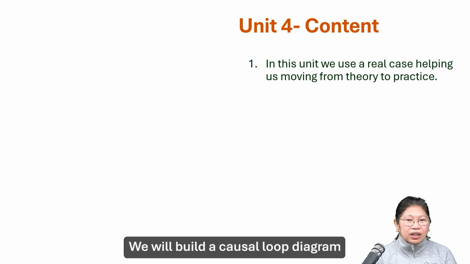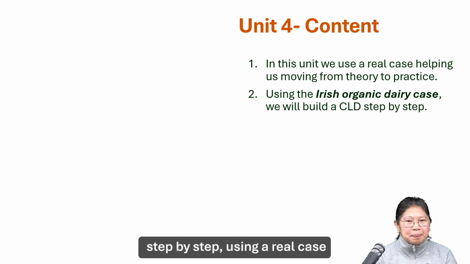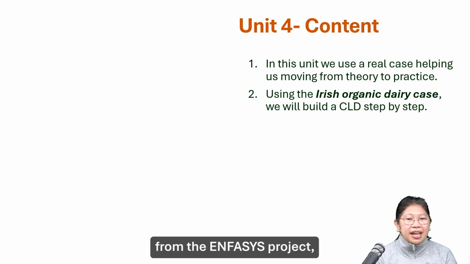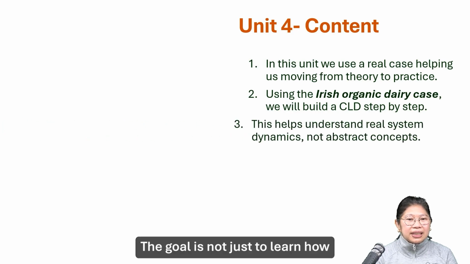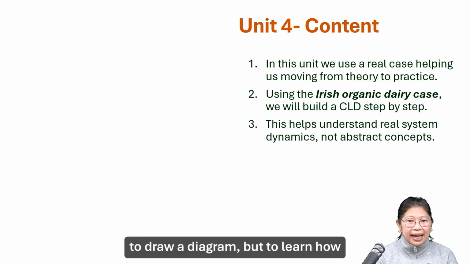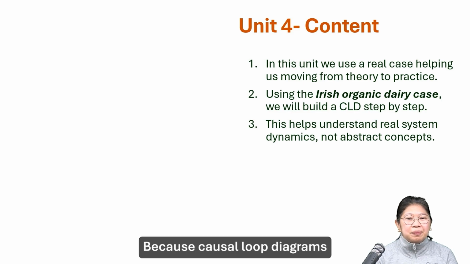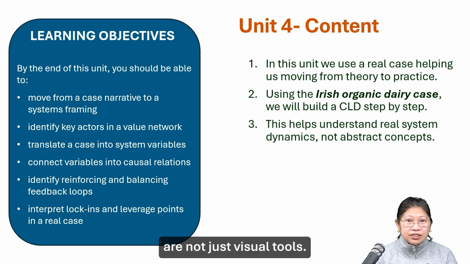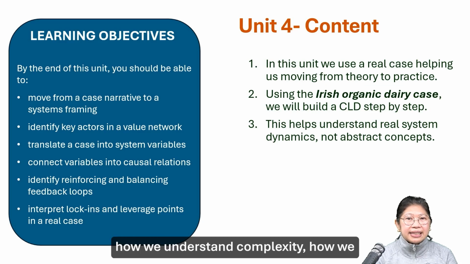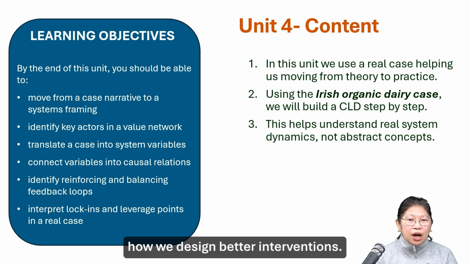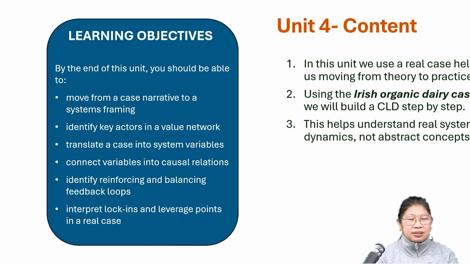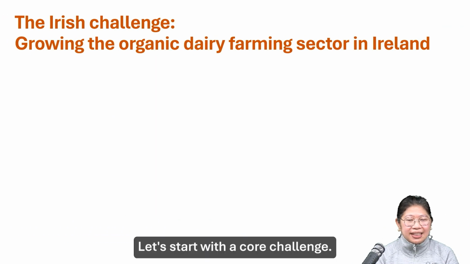We will build a causal loop diagram step by step using a real case from the Emphasis project, the Irish Organic Dairy System. The goal is not just to learn how to draw a diagram, but to learn how to think differently about problems. Because causal loop diagrams are not just visual tools. They are a way of structuring how we understand complexity, how we identify patterns, and ultimately, how we design better interventions. Let's start with the core challenge.